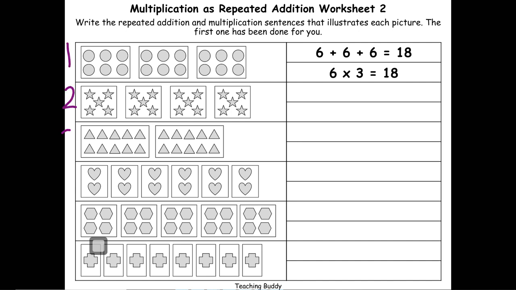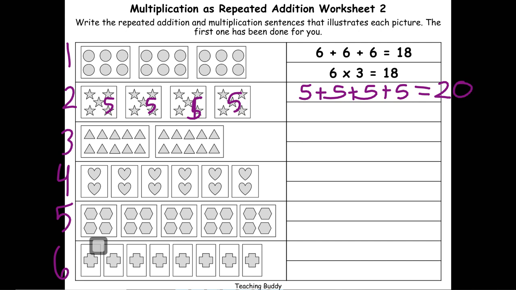Here's 1, 2, 3, 4, 5, and 6. So number 2, we have 5 stars in each one. And there's 5, so plus 5 more, 5, and 5. So 5 plus 5 is 10, plus 5 is 15, plus 5 is 20. Another way to look at it, we have 5 stars, and there are 1, 2, 3, 4 groups. 5 times 4 equals 20.